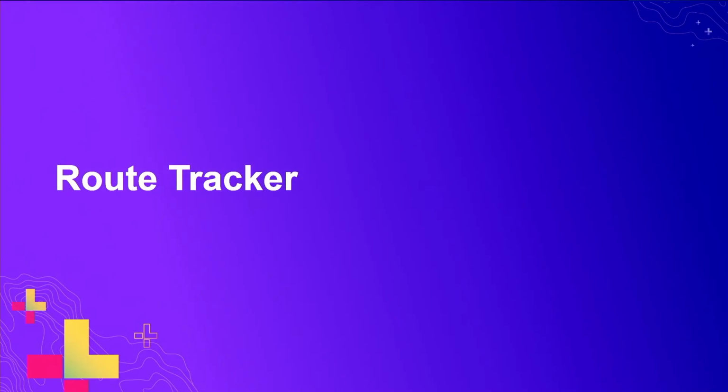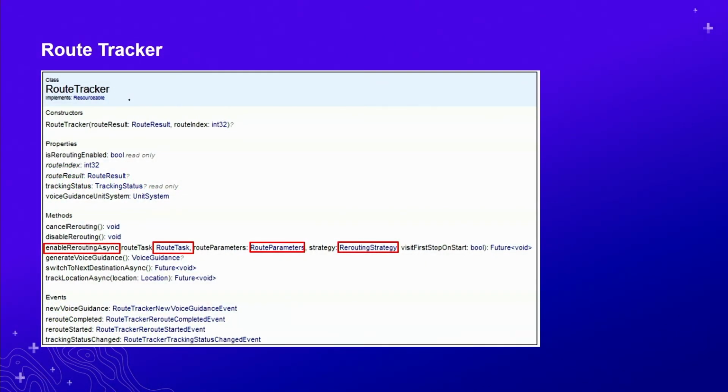All right. Now, let's look at the objects in a bit more detail. And first, we're going to look at the route tracker class. So first, we're going to look at the method for enabling rerouting. As you can see from the method signature highlighted here in red, pass in a route task, route parameters, and rerouting strategy.